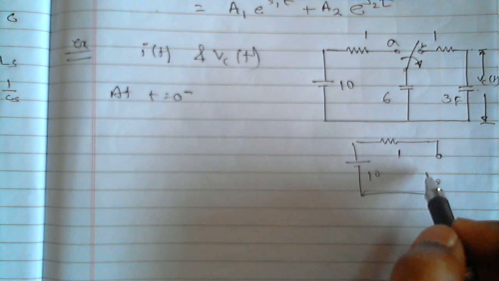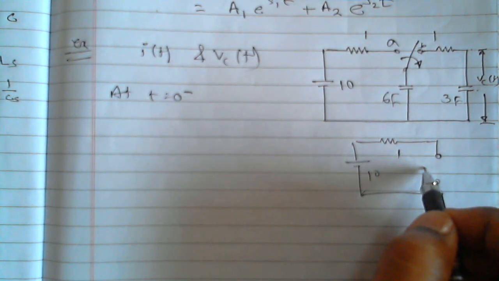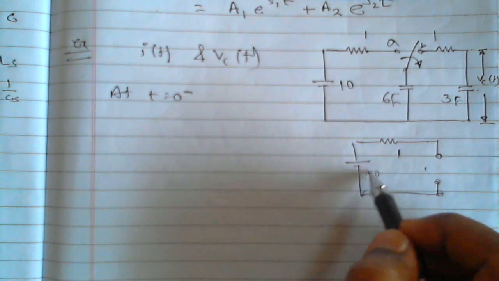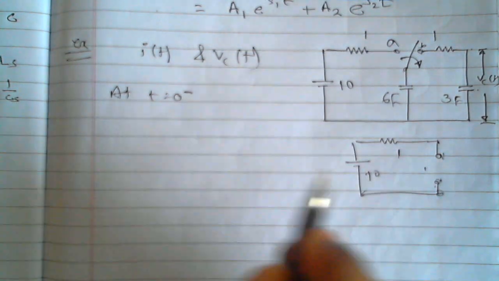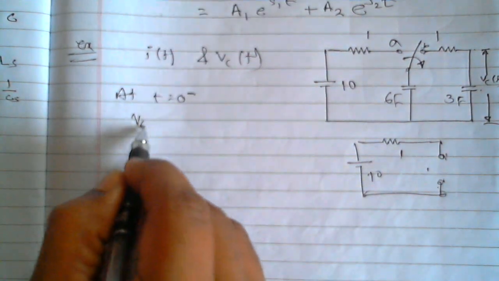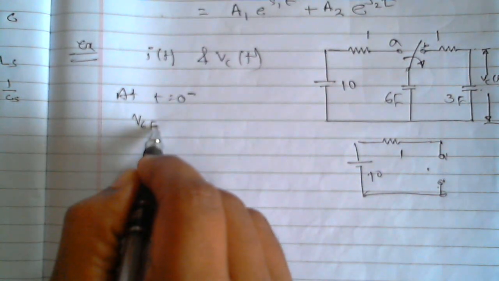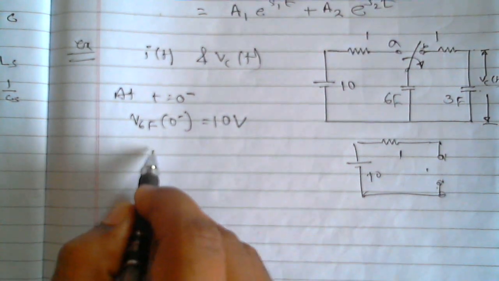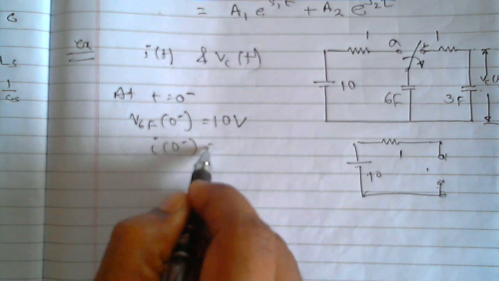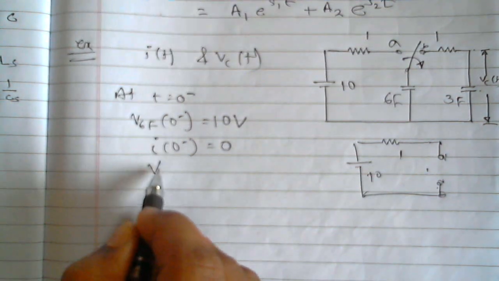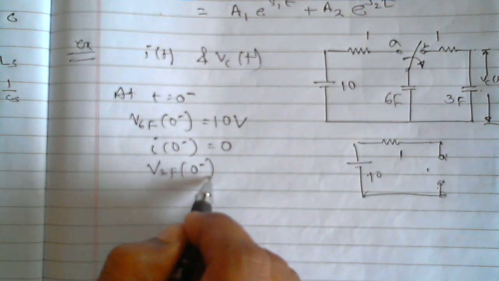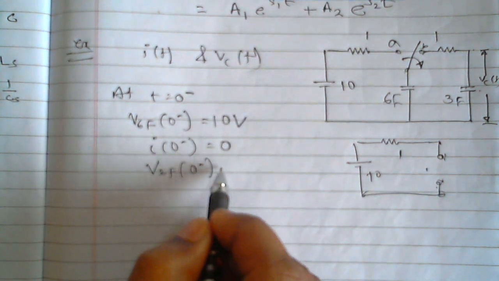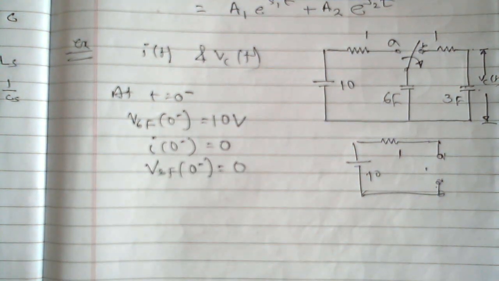So what is the voltage? This was a 6 farad capacitor, no? This 10 volt will directly get applied over here. So I can say the voltage across the 6 farad capacitor at 0 minus is 10 volt, right? What is the current? Current is obviously 0. What is the voltage across the 3 farad capacitor at 0 minus? That was not in the picture, so that is also 0, right?